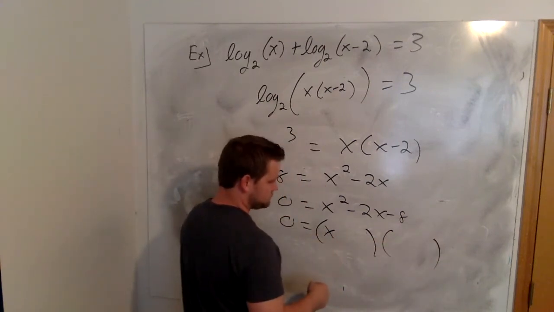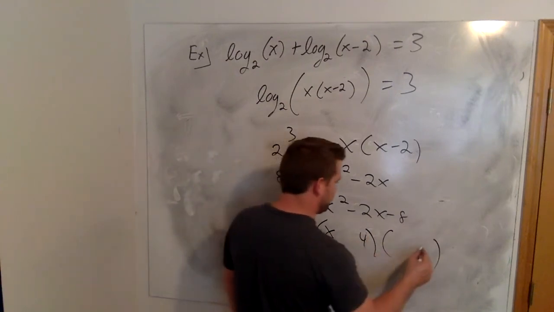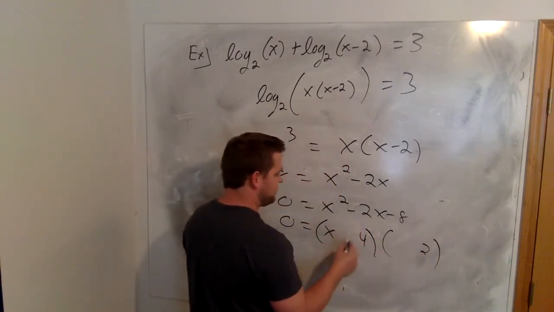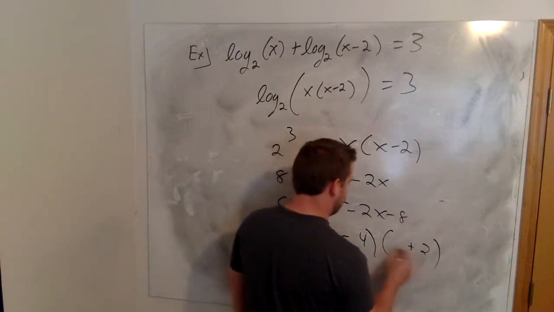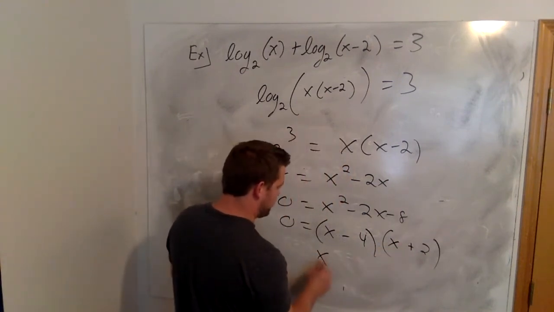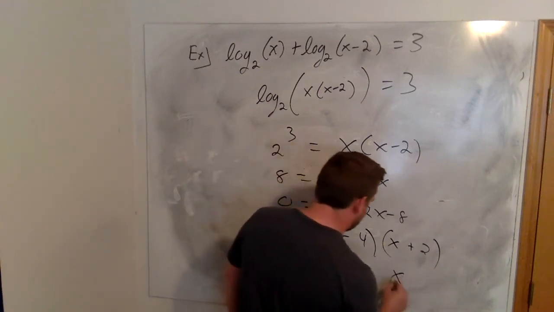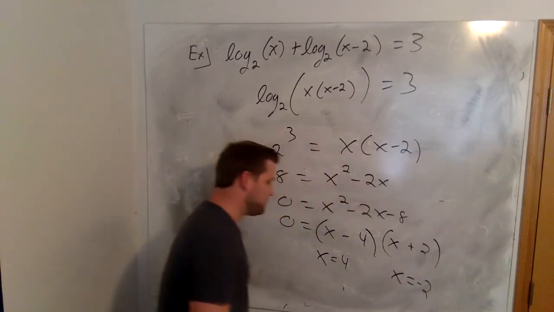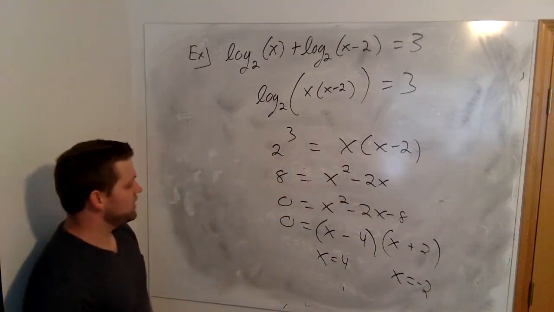Let's see, how will this factor? I think I need combinations of 4 and 2. They have to add to a negative, so the bigger one has to be negative. So here we could have that x could be 4 or x could be equal to negative 2. Okay, let's see if both these answers work here.